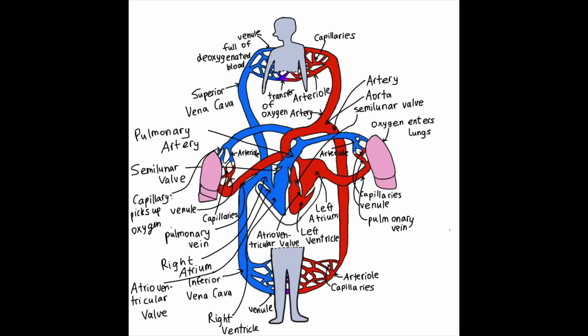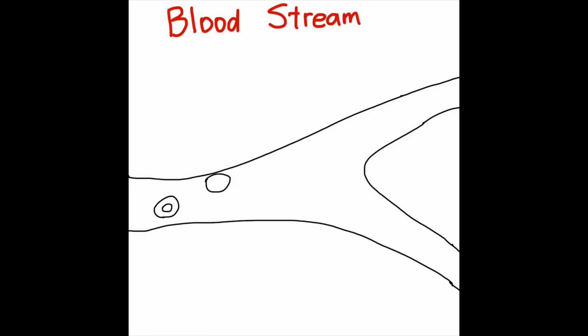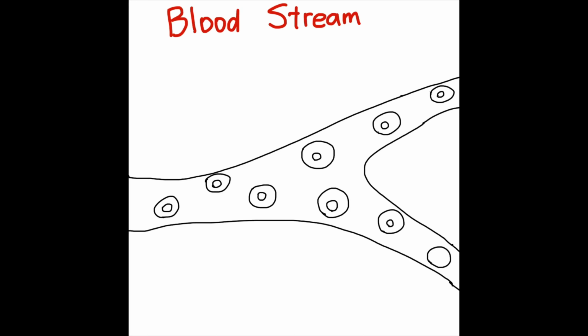Now that we've discovered the main structures of the blood vessels, let's find out what the blood inside of them consists of.